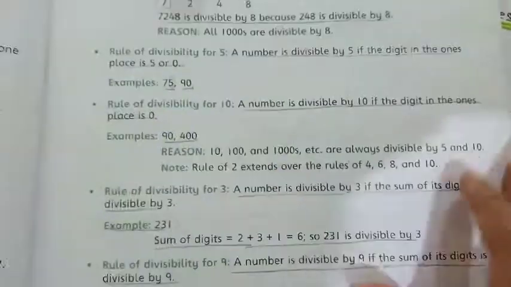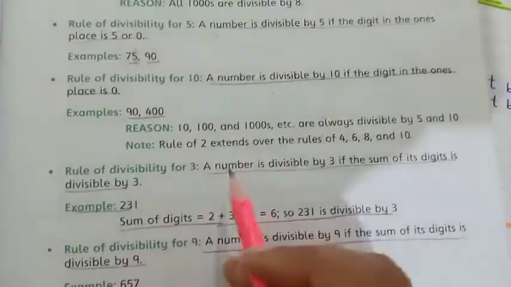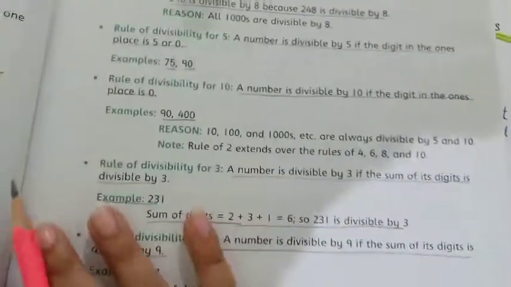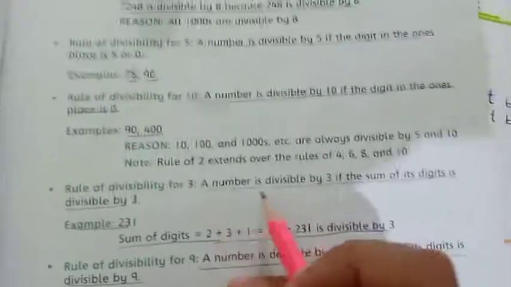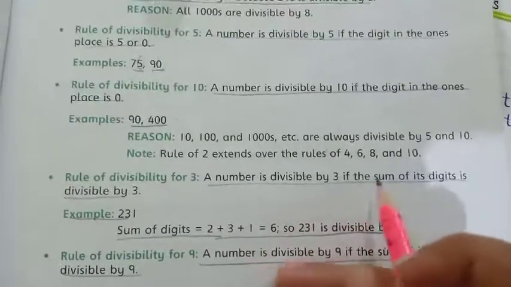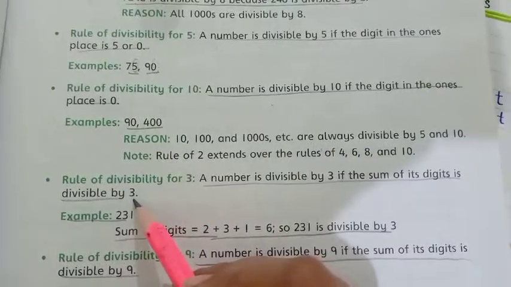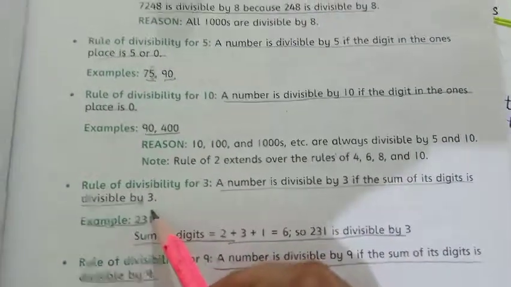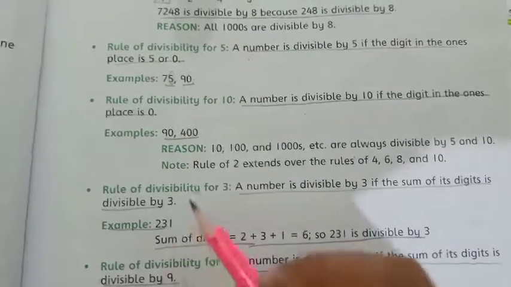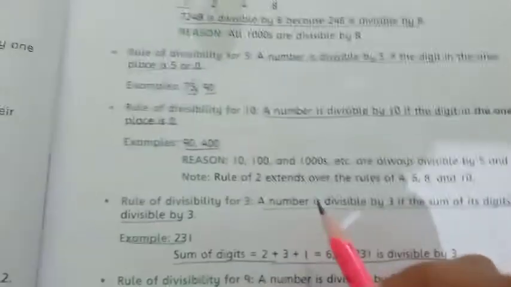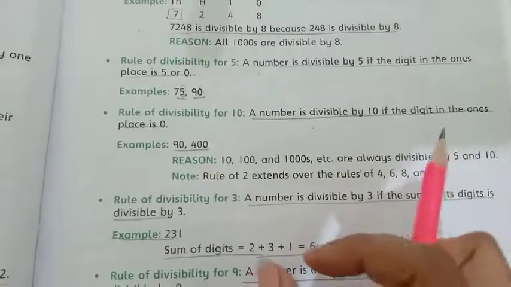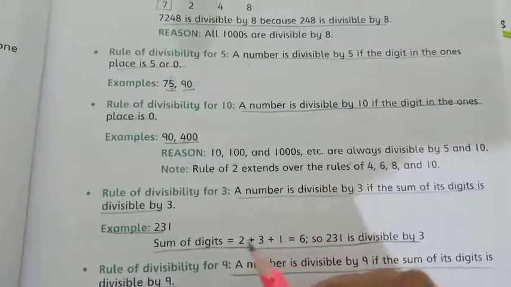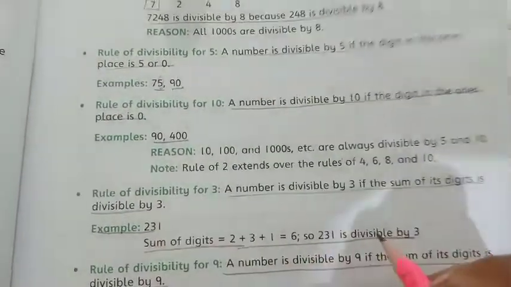Okay, then you will move on to the divisibility rule of 3. The divisibility rule of 3 is also very useful when you are doing HCF and LCM. Please remember this, use this. A number is divisible by 3 if the sum of its digits is divisible by 3. You will copy this, and what it says is that you have to add the digits. If by adding the digits you get a number which goes in the 3 times table, it means the number itself will also go in the 3 times table.